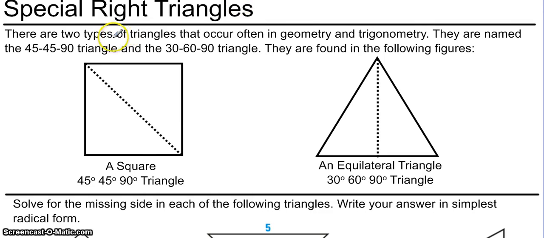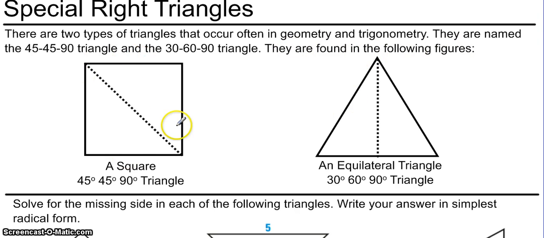In this video, we're going to be talking about special right triangles. Now, there are two types of triangles that occur often in geometry and trigonometry. They're named special right triangles, and they're the 45-45-90 triangle and the 30-60-90 triangle. And they're found in the following figures.